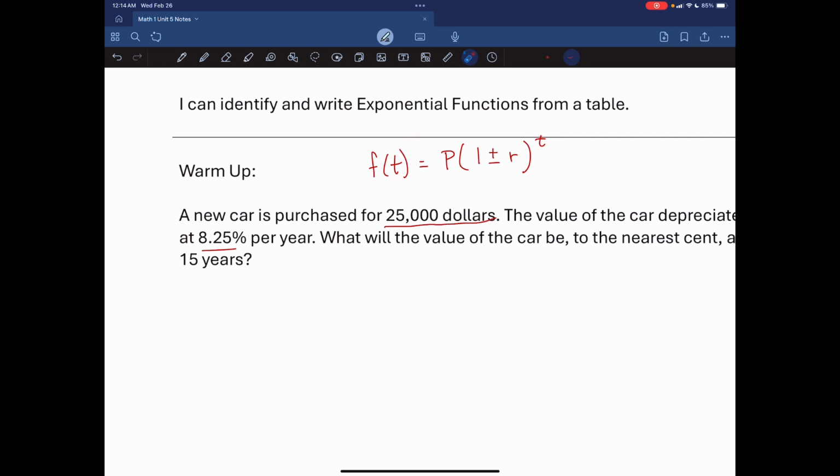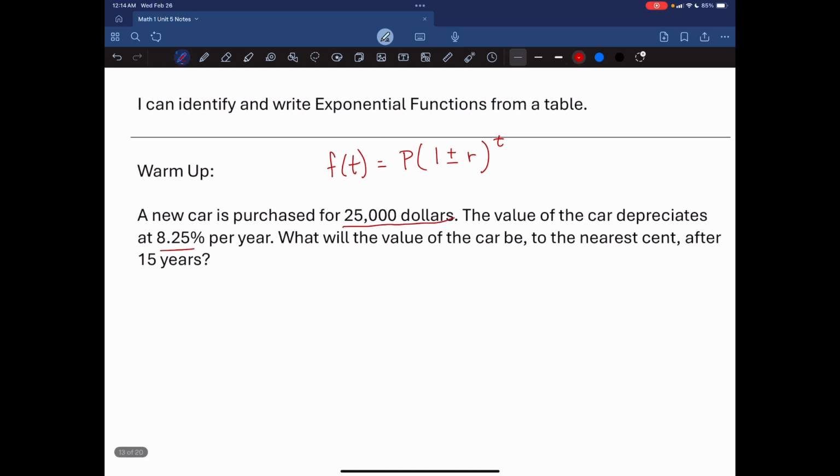Okay, so if I wanted to write my principal, obviously my principal would just be $25,000. My rate would be, it says 8.25%, so we're going to write that as 0.0825. And my time is going to be 15.